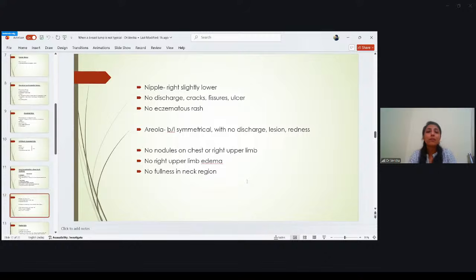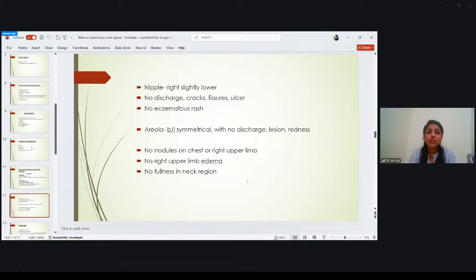On examination of the nipple, the right nipple was slightly at a lower location than the left nipple, and there was no discharge from the right nipple. The surface of the nipple was normal. That is, there were no cracks, fissures, or ulcer over the right nipple.